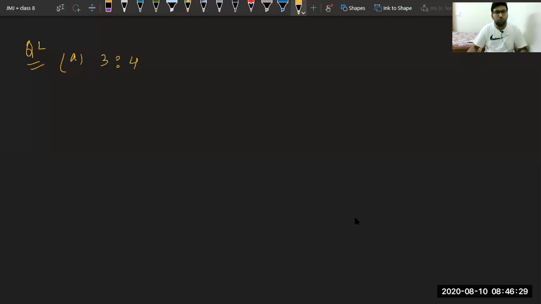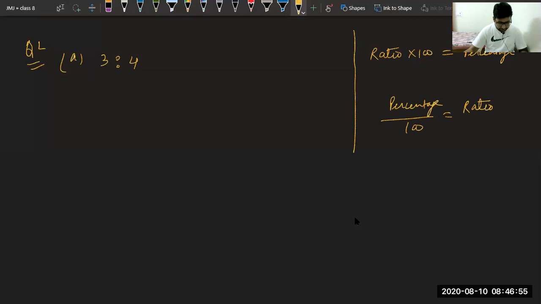So we all know to convert a ratio into percentage, I have told you the formula. If you have a ratio, to convert into percentage we multiply by 100 and it becomes percentage. Similarly, if you have percentage and you divide by 100, you get ratio. So let us see. Now it becomes 3/4 into 100, and if you solve, 4 ones are 4, 4 25s are 100, and the answer is 75%.